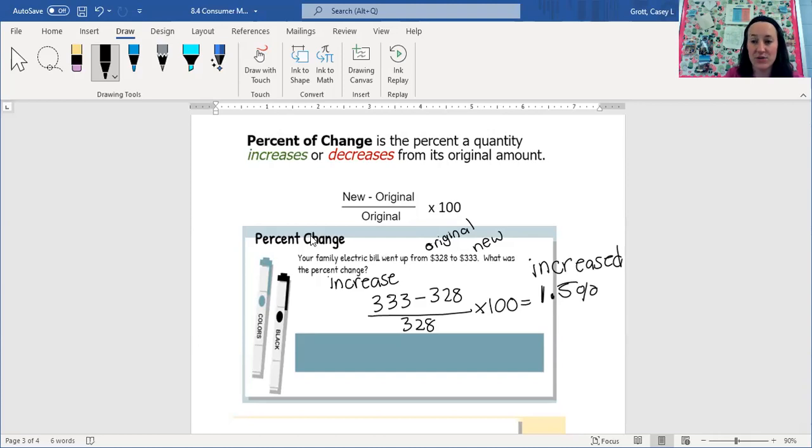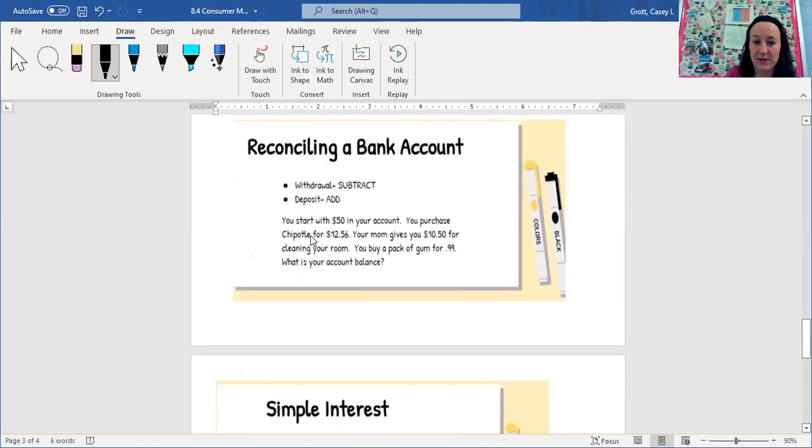All right, again, as always, stop and ask questions if you need to. We've got a few more things that we're going to look at. Reconciling a bank account. Withdrawal means you're going to subtract money. Deposit means that you are putting money back into your account. So we start with 50. You purchase Chipotle. So if I purchase, am I going to be adding or subtracting? Am I gaining money, losing money? Chipotle took almost all my money, so I'm going to subtract it.